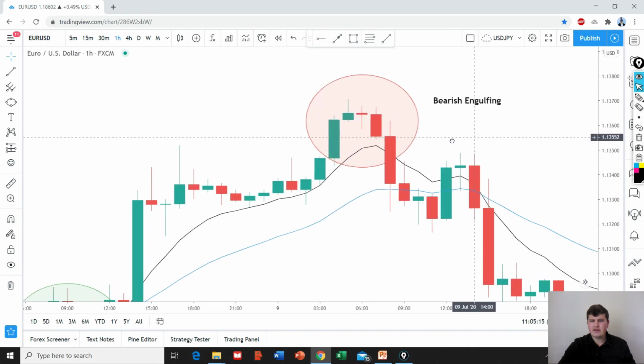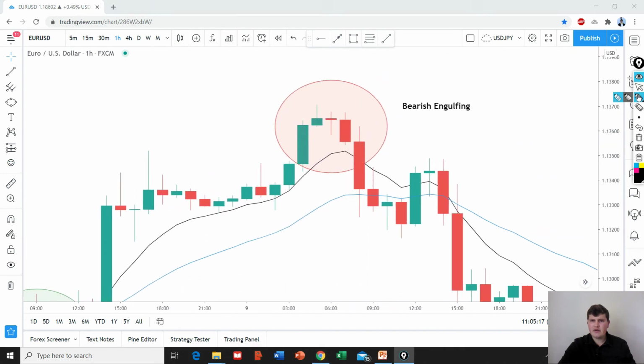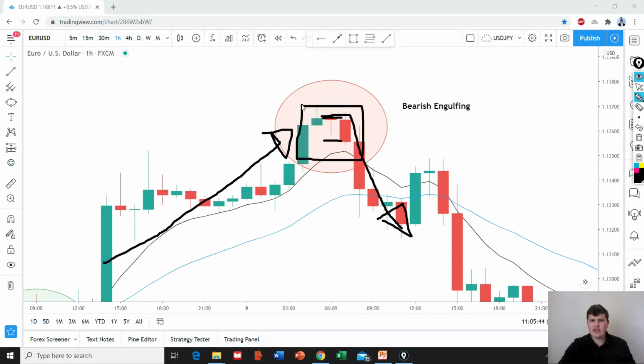Another candlestick pattern over here is the bearish engulfing candle that is formed over here. As you can see, the second candle fully engulfs the first candle, and a lower move follows after this bearish engulfing candle. It's a shift in momentum from the bulls, and after this candlestick pattern appears, the bears have control in the market.